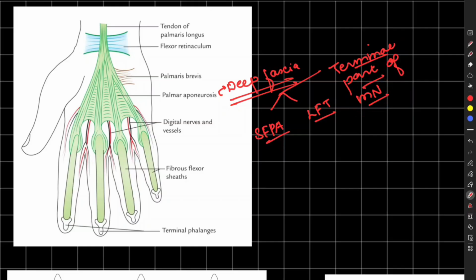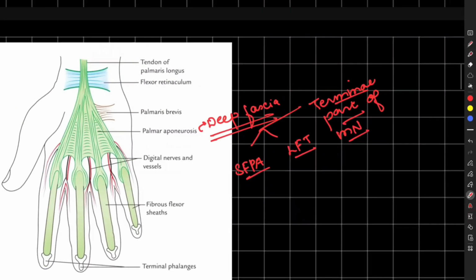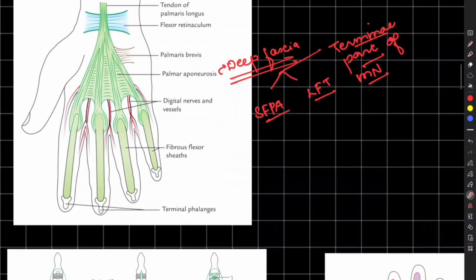Okay. Now, there are some features of this palmar aponeurosis. What are the features of the palmar aponeurosis? First of all, the shape of the palmar aponeurosis is triangular. Now, a triangle obviously has an apex and a base, and then the medial and the lateral margins.